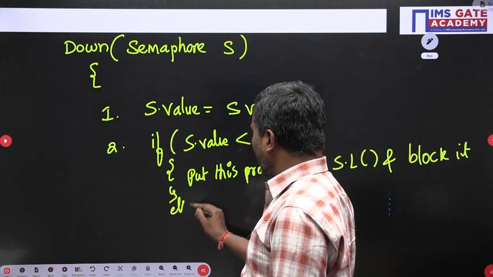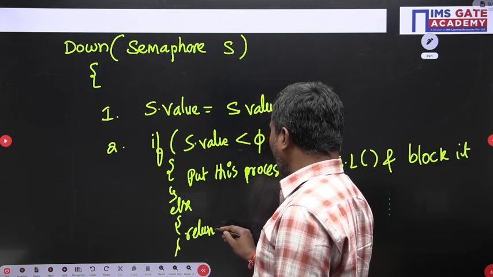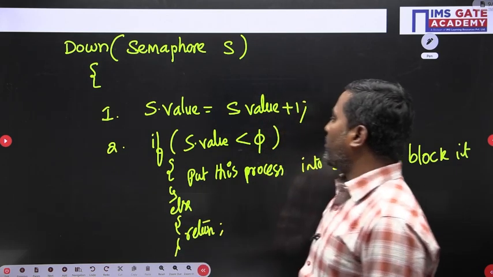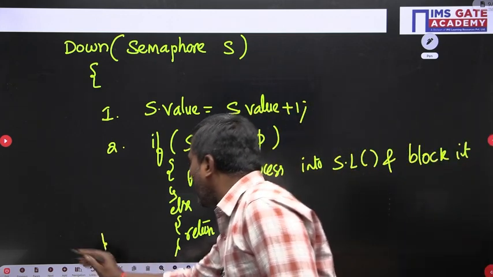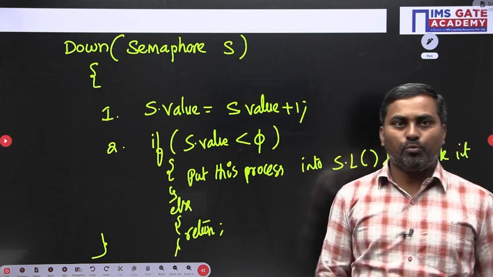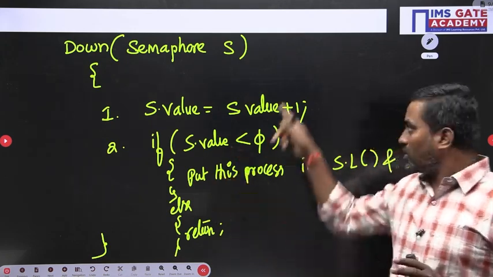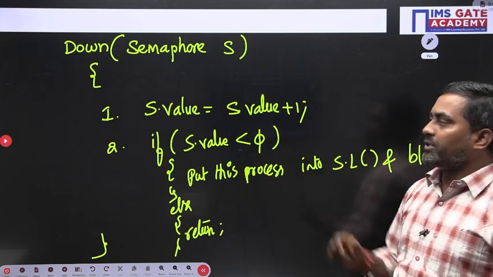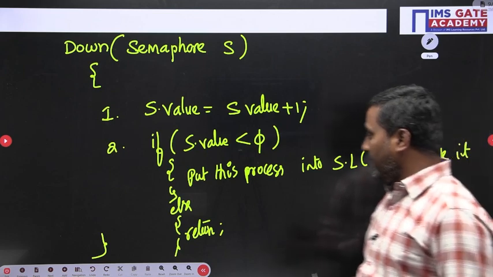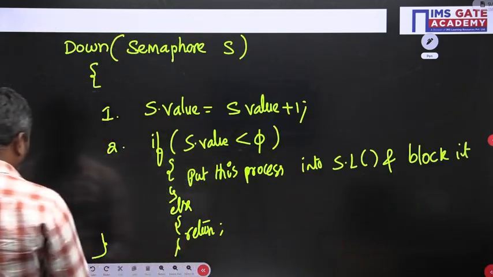Else, if it has not happened, definitely you should return. Return nothing but you come out of the function here, then the process is allowed to enter the critical section. So this is the code for what? Down operation. I hope you understand. Because we have seen the concept, based on the concepts only, we have written the down operation here. Similarly, let's write the code for up operation here.